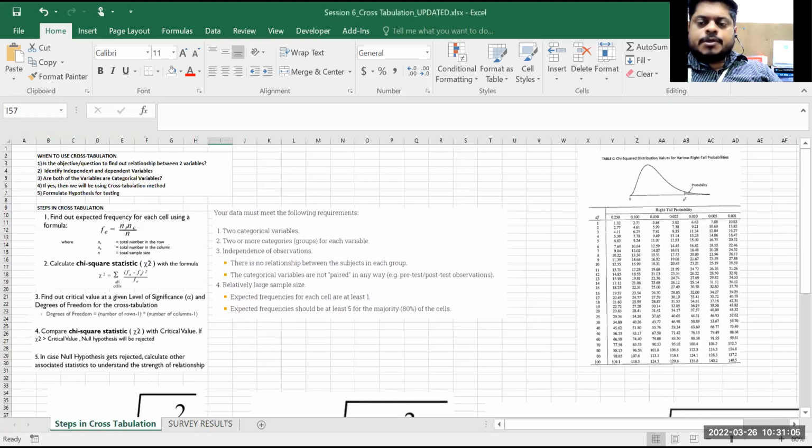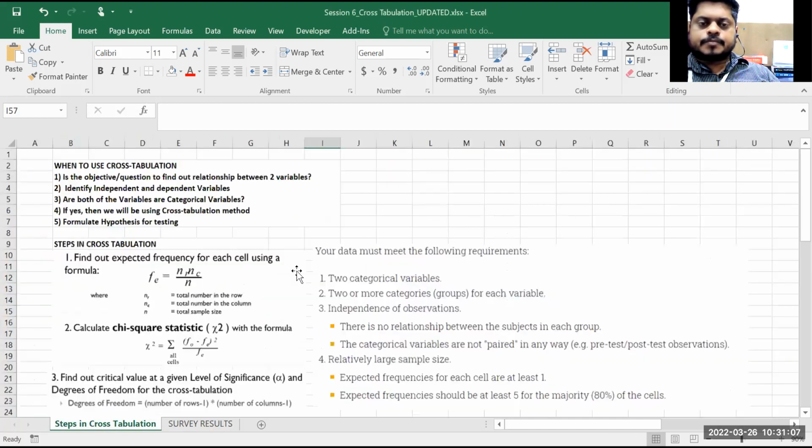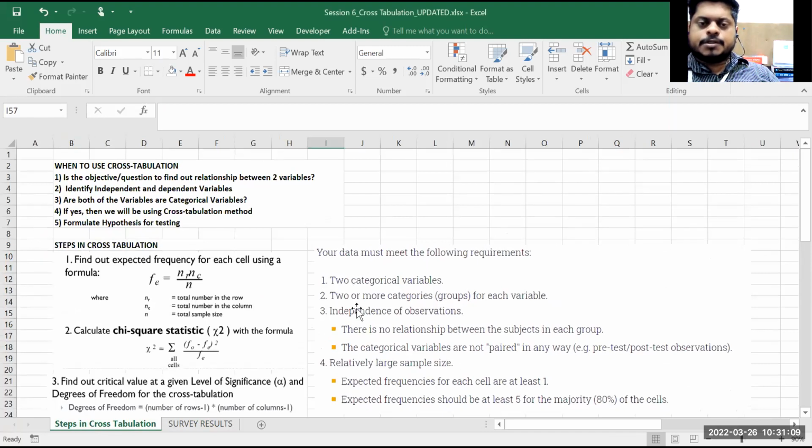So what are the steps? Whenever you have to use this, you need two categorical variables, with two or more categories for each variable. Under each variable, you can have multiple groups, not necessarily two groups only; three groups, four groups can happen. Then independence of observation, right? We believe that there is no relationship between subjects in each group. I'll explain this when we take that example.